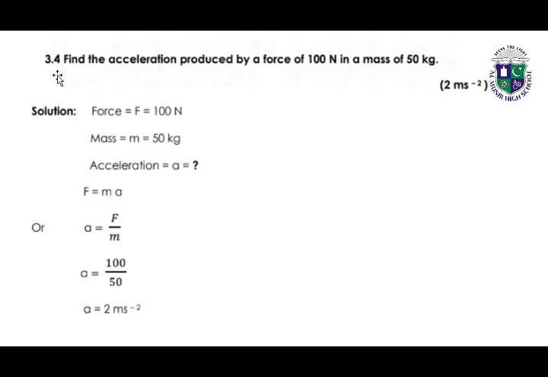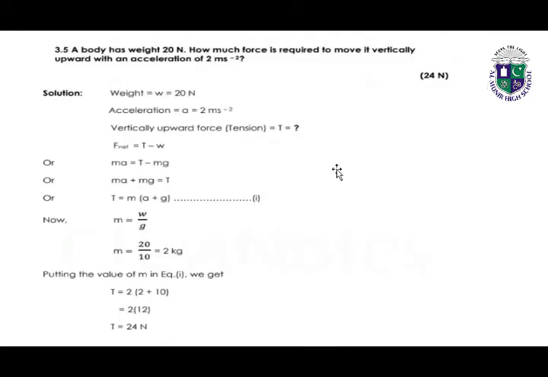Next, 3.4. Find the acceleration produced by a force of 100 Newton in a mass of 50 kg. So force and mass are given. Force is 100 Newton, mass is 50 kg. Acceleration, we have to find it by putting the values in the same formula of Newton's second law of motion. We will get the value of acceleration, which is 2 meter per second square.